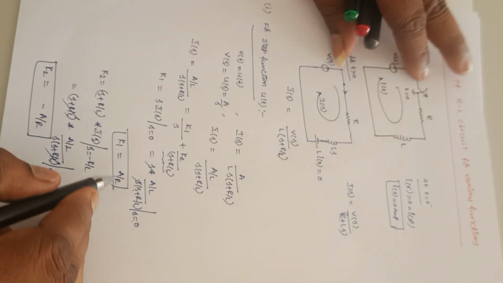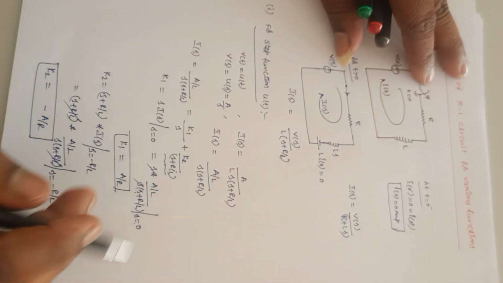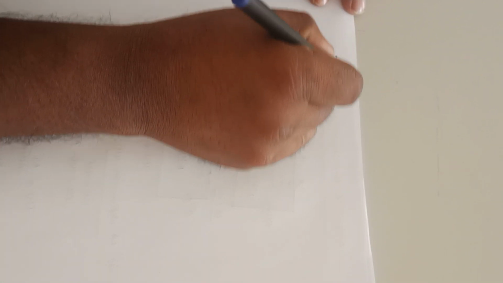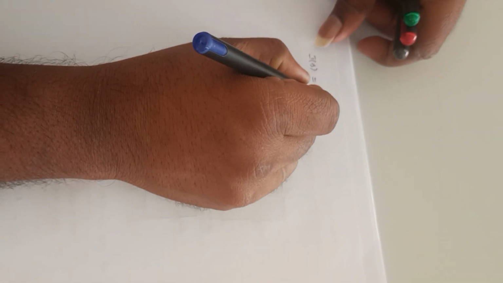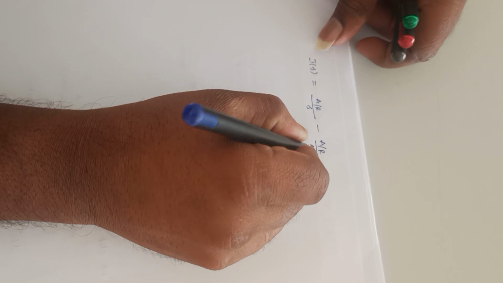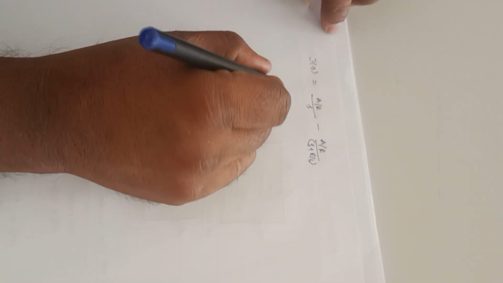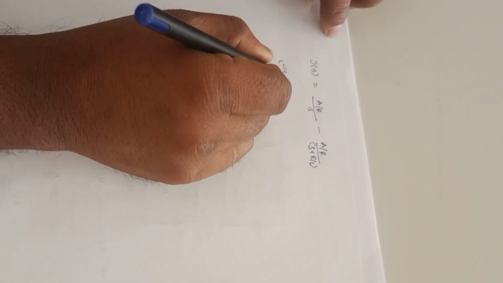So I found the values of k1 and k2, a by R and minus a by R. Let us substitute this k1 and k2 in this equation. Then I get I of s is equal to k1 divided by s plus k2 divided by s plus R by L, where k1 value is a by R divided by s minus a by R divided by s plus R by L. So these are the values of k1 and k2. After substituting these values, let us apply the inverse Laplace transform for this equation.